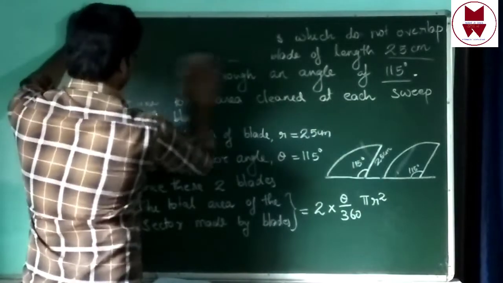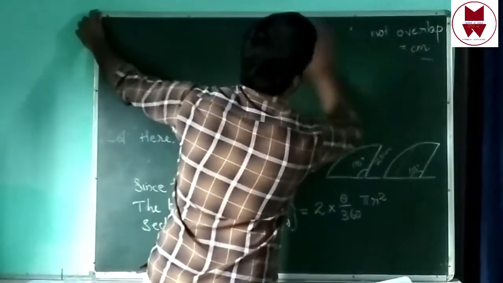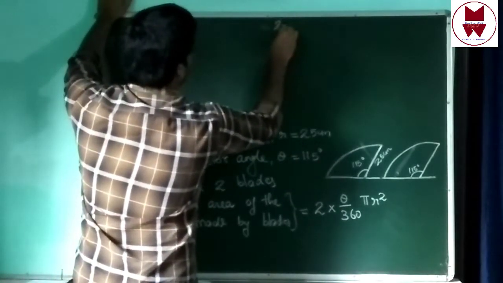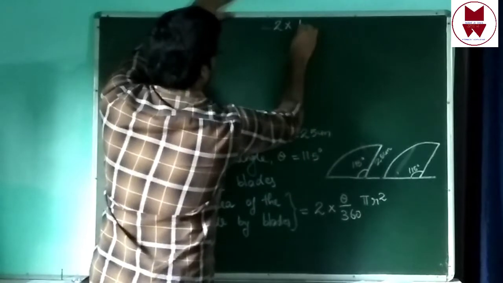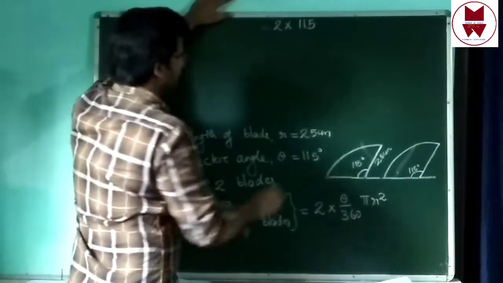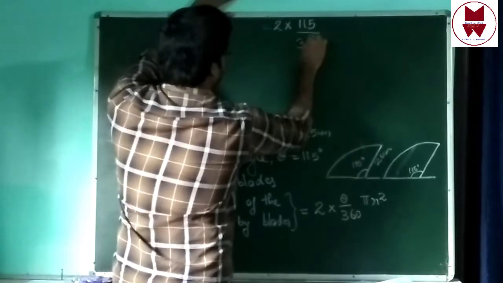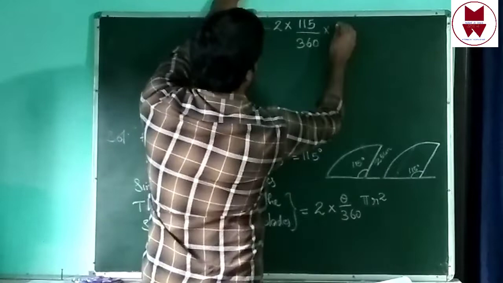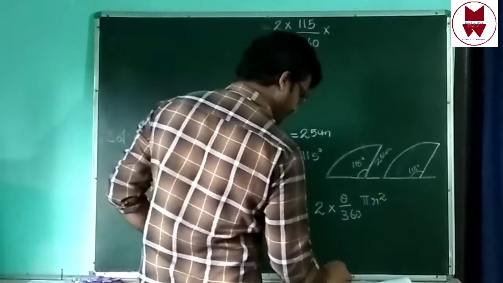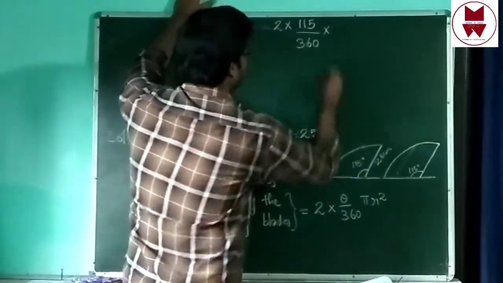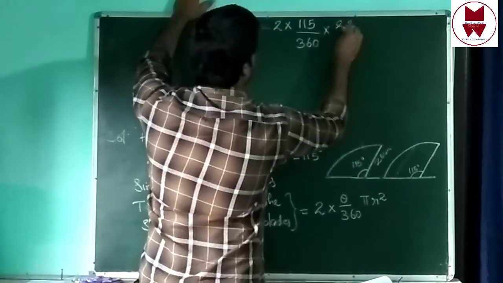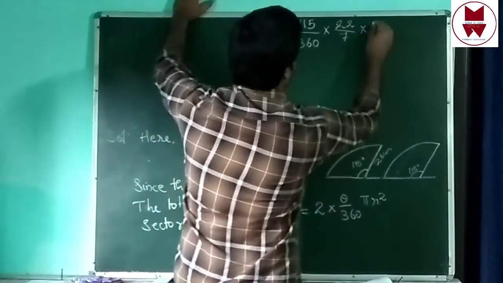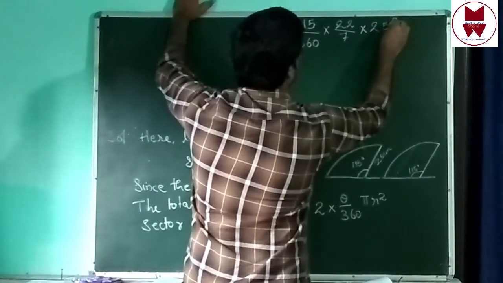Then all the values you can give in here. Two into theta is 115 divided by 360 into pi r square. Pi value is not given in the question, that's why we can write 22 by 7 into r square. Radius is 25 square.